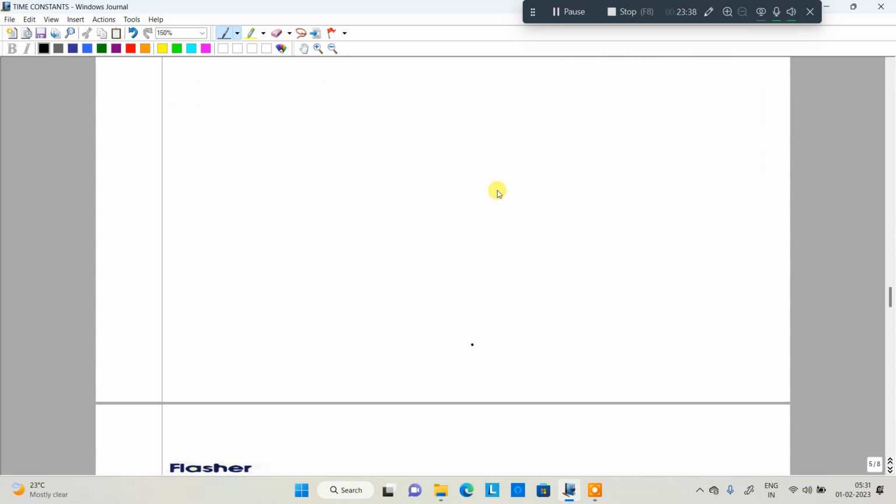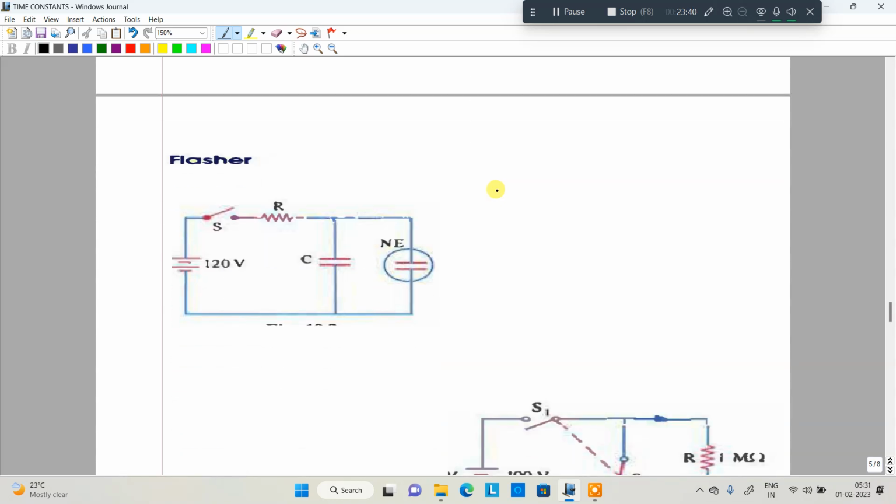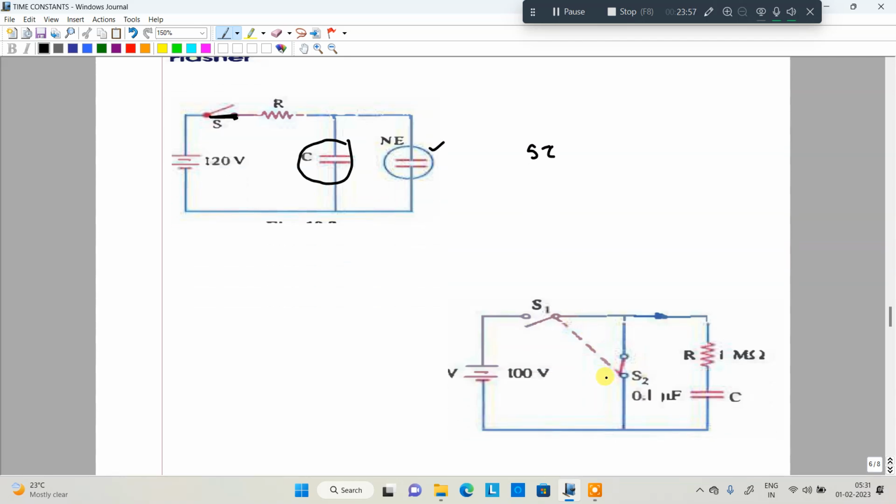So next we are moving to the flasher type. A flasher is nothing but this: whenever you switch on the power supply, the capacitor tries to charge up to five time constants. After that, whenever it reaches the five time constants, the neon lamp will glow. After the neon lamp glows, what I am doing is that particular switch is open circuited.